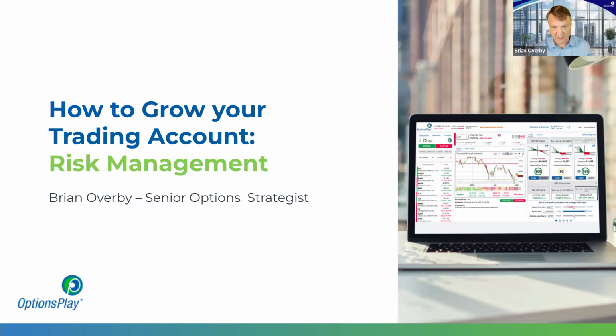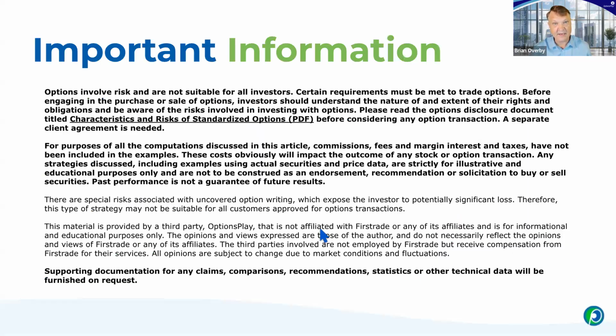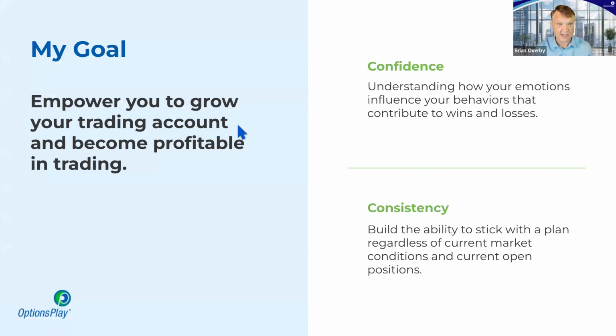So let's get started here. I always like to bring up the fact that if you're going to trade options, you do need to get a copy of the characteristics and risks of standardized options, which is right here. You can receive that. First Trade will send you one if you'd like, or you can just go to the Options Clearing Corporation and get a copy of that. If you're going to trade options, it's important that you receive that document.